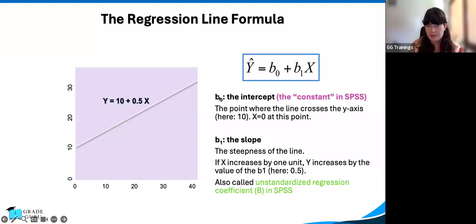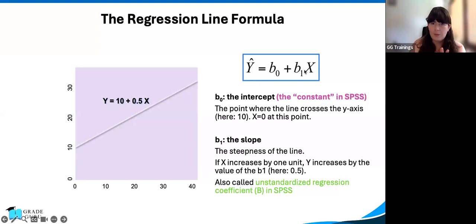Your b0 is something you're going to find in the SPSS output. So basically for regression, you need output to do anything. You just need the output. So you're going to find your b0 in the output, and you need to look for what's called the constant. That is your b0.